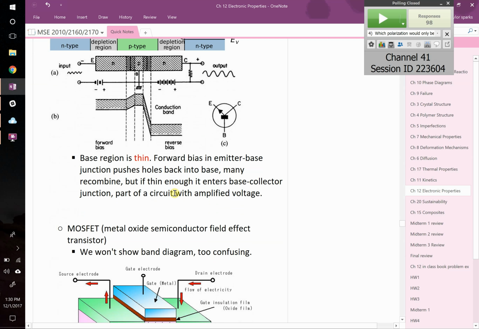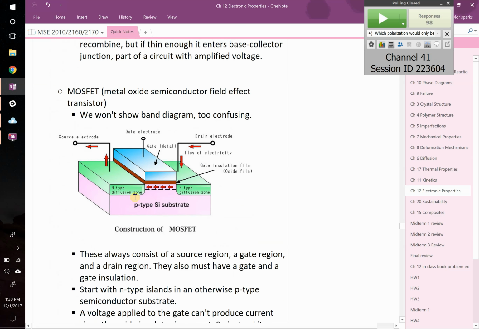So again, the key thing is that this base region has to be thin. If it's not thin, you're just going to completely recombine. You'll make a big old LED, right? And that's not very useful for you. Okay, let's talk about a MOSFET.